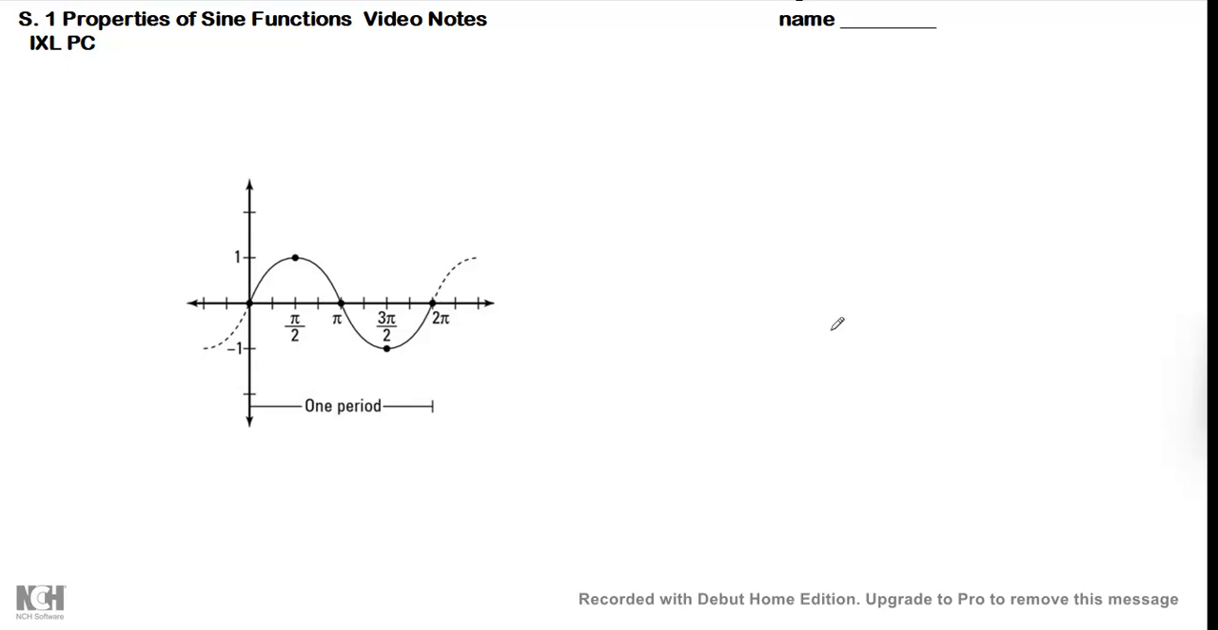Today I'm going to be going over IXL section X S1 in pre-calculus, the properties of sine functions. We're going to learn how to identify all the different properties of the sine function, including the amplitude, period, phase shift, which is also a horizontal shift, and the vertical shift, both from the graphs and from the equations. I'm going to be going over several examples, but they might not all be needed because the notes I've given to you have explanations on them.